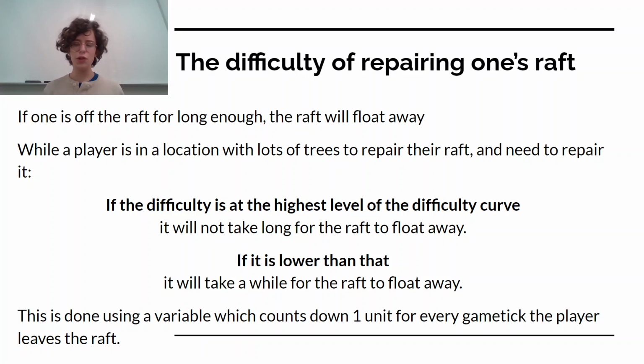This is accomplished using a variable that counts down 1 every game loop. And the threshold for the point at which the raft will float away is a lot more stringent when the difficulty is high.